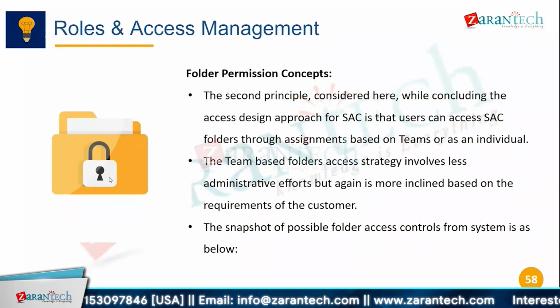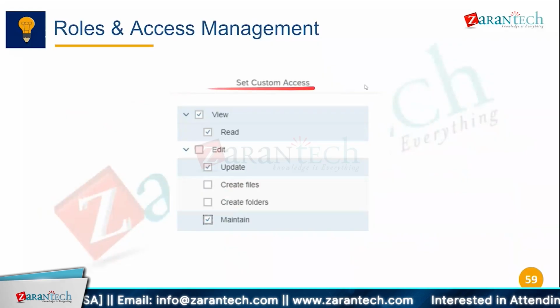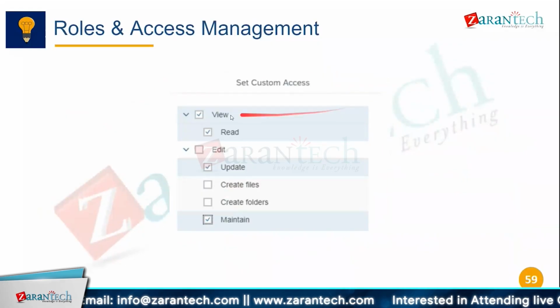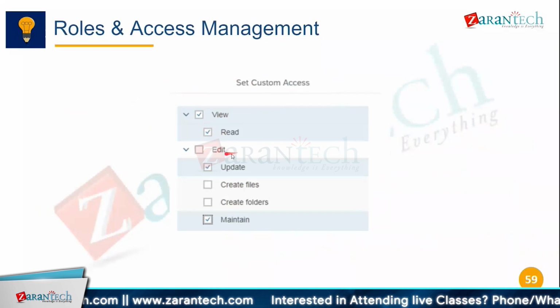Now we will see what the different folder permissions available are. For a folder, these are the options that are available. You can select view. View means read access. Then there is edit. Edit is a master category. Under that you have update, create files, create folders, maintain. So view will have only read access. If you give this to the person, he will not be able to create anything like model creation or story creation or folder creation. They won't be allowed to do that.